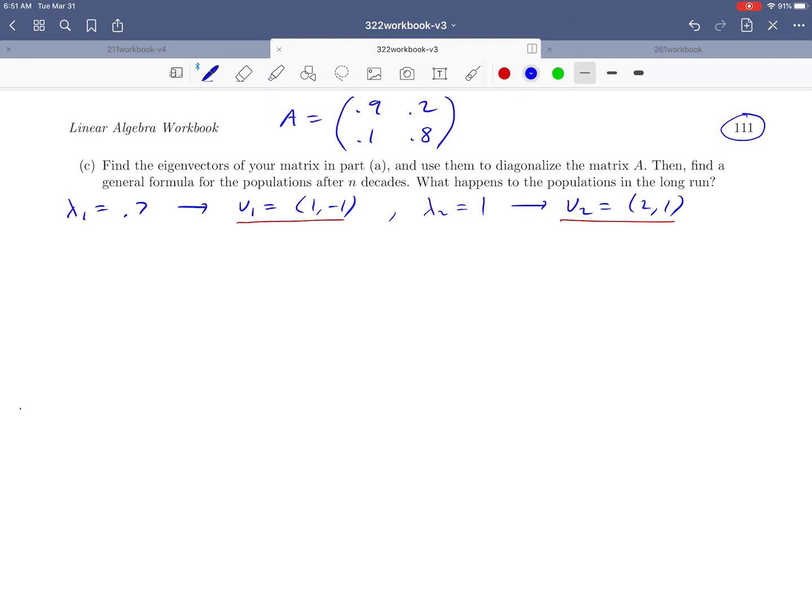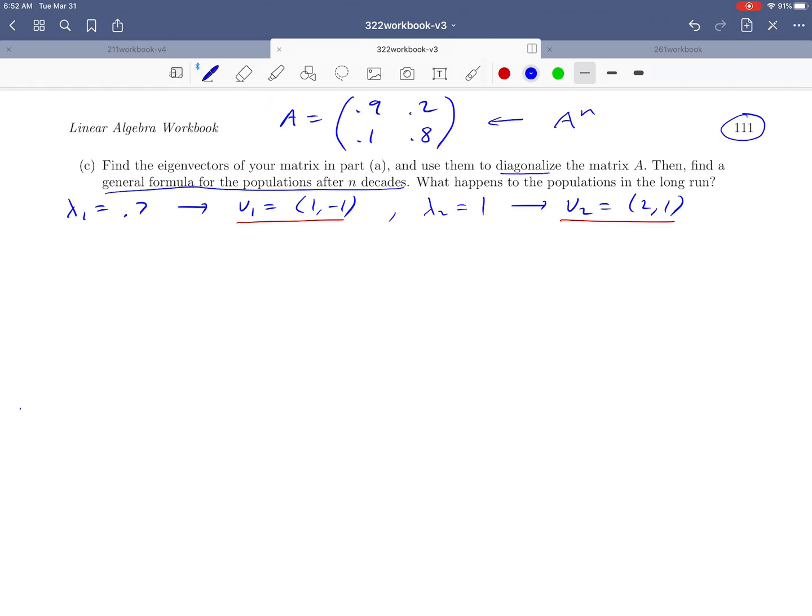So what they want is a general formula for the populations after n decades. To do that, if you look back at the calculations that we did in part A, what we're interested in is taking this matrix A and being able to raise it to a power. That was the key to finding how the populations are behaving after a certain number of decades. But here's the thing. Raising a matrix to a power, that's not an easy thing to do. We'd have to take this matrix and multiply it by itself n times. For a 2 by 2, that might not be so terribly horrible, but if this were a bigger matrix, that's something that we definitely would not want to have to do.